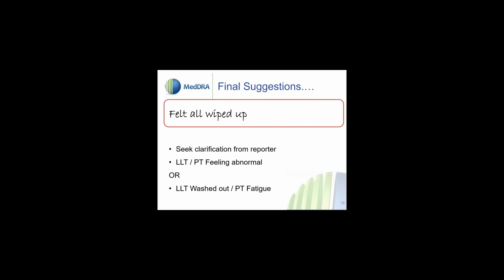And the final suggestion for this verbatim is to first try to query, of course, but if no useful follow-up information can be obtained, then assign either feeling abnormal, capturing the fact that this is a feeling, or LLT washed out under PT fatigue. That would be our suggestions.